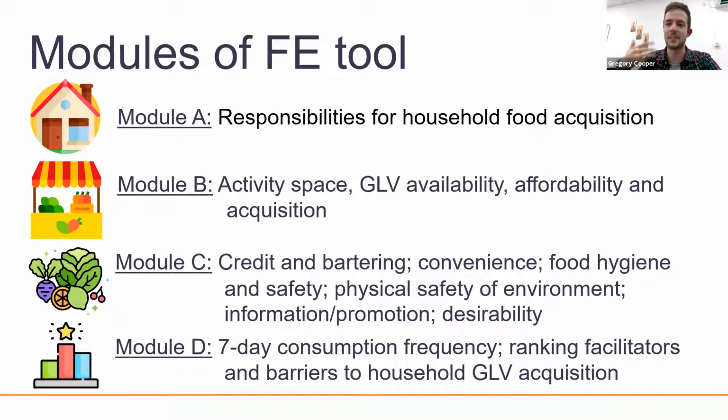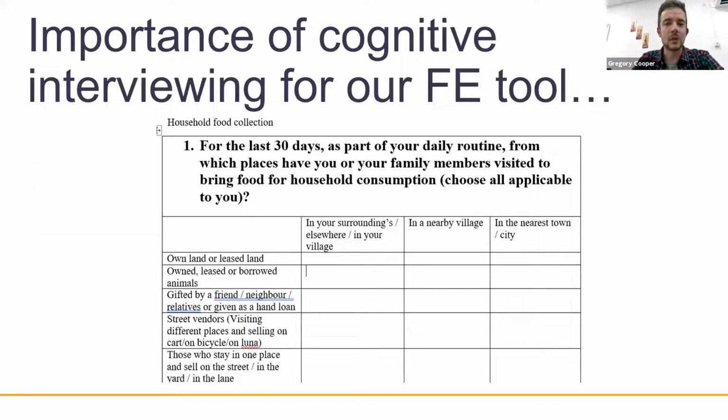So that's a very brief overview. And of course, as we develop this more and more, we'll be communicating what is in the food environment tool more over time. So then why would we need to do cognitive testing? Why would we need to pre-test our survey before actually going out into the field and collecting the raw data?